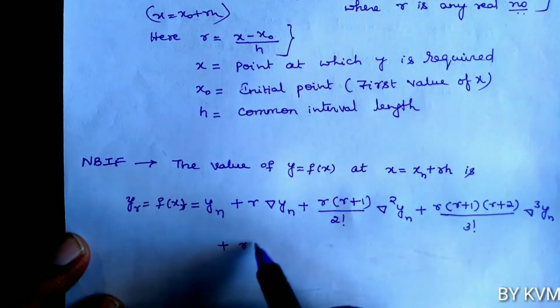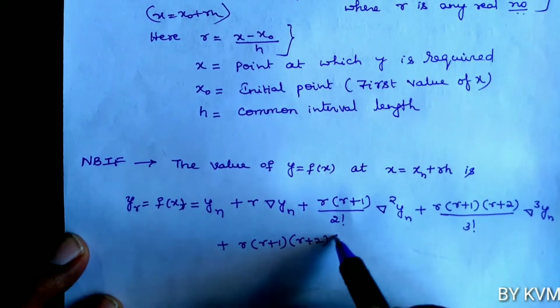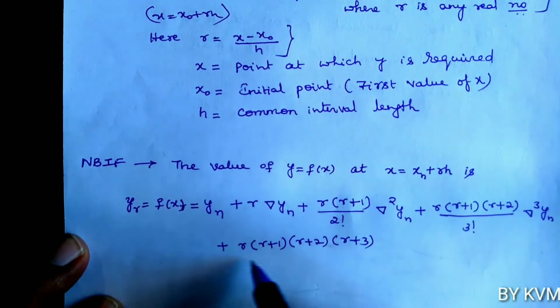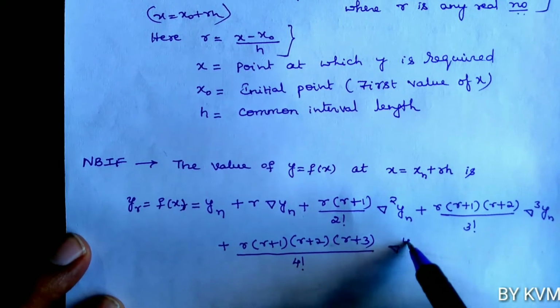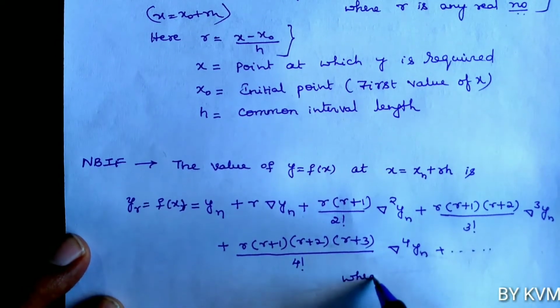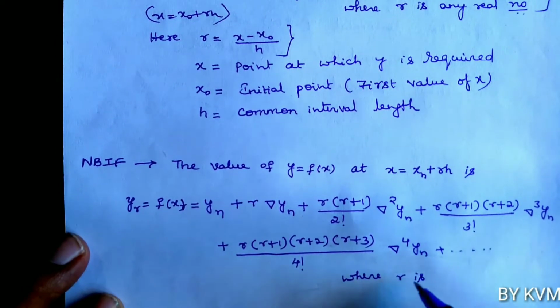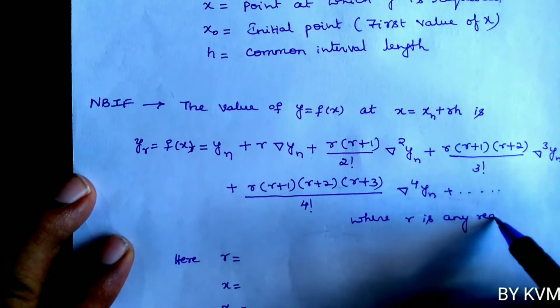plus r into r plus 1 into r plus 2 into r plus 3 by 4 factorial into nabla power 4 yn, and so on, where r is any real number.